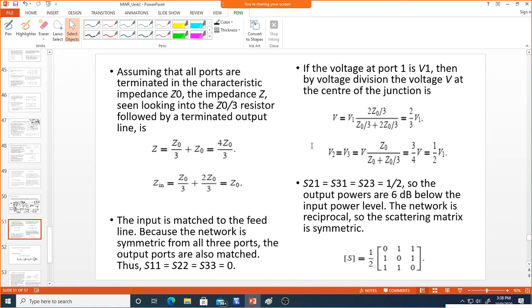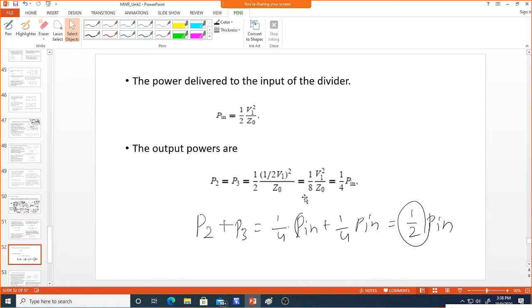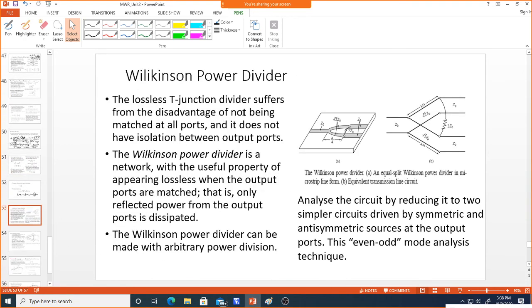So this is the S matrix for the resistive network, and this is the power delivered. Since the junction is a resistive divider, which is lossy, only half of the power is delivered to port 2 and port 3. So that's why we will go for the Wilkinson power divider.